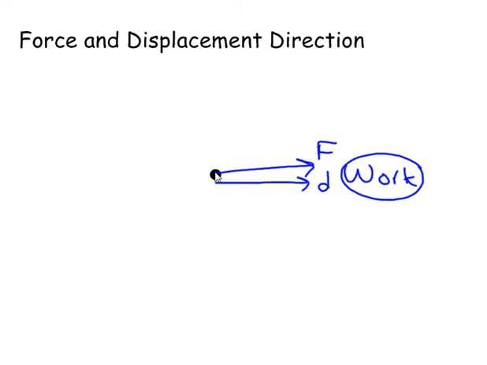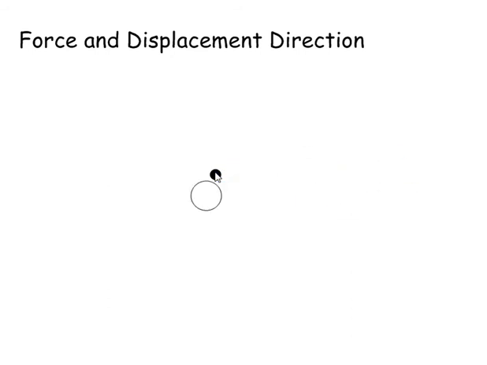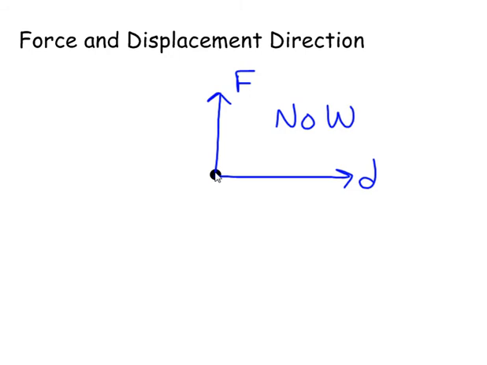However, if I apply my force in a different direction, let's say I apply my force upwards, I'm holding an object. So let's imagine I'm holding a book. So my force that I'm applying to that book is upwards, and I walk across the room, my displacement is that way. In this case, there is no work done. The reason there is no work done is because my force and displacement vectors are at 90 degrees. They're perpendicular to each other. So no work is done in this case. So force and displacement must be in the same direction.